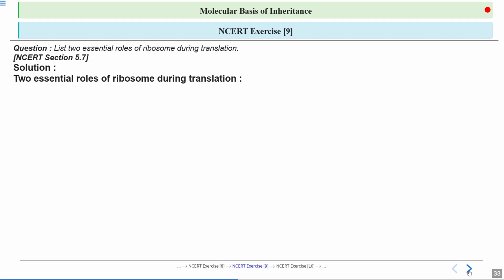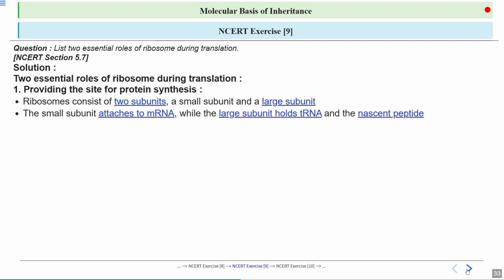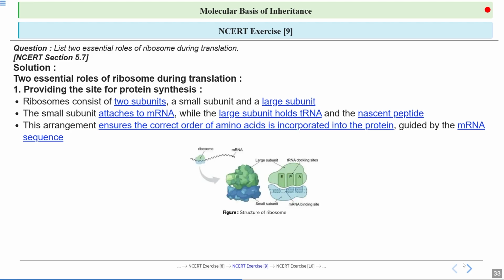So 2 essential roles of ribosome during translation. First, providing the site for protein synthesis. Ribosome consists of 2 subunits, a small subunit and a large subunit. The small subunit attaches to mRNA, whereas the large subunit holds the tRNA and nascent peptide. This arrangement ensures the correct order of amino acid is incorporated into proteins guided by mRNA sequence.